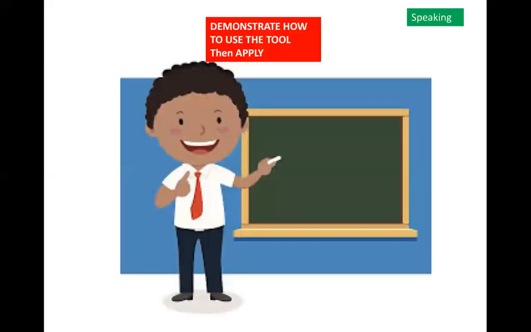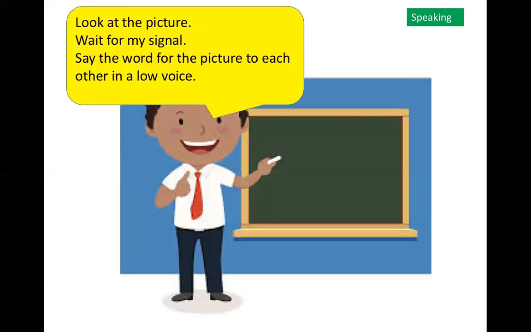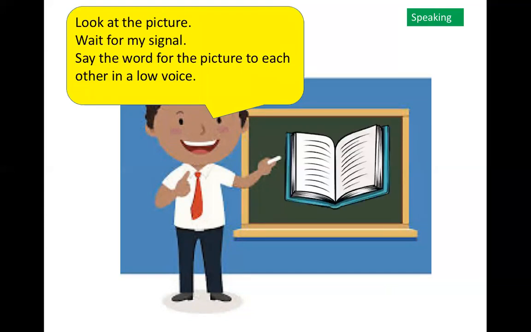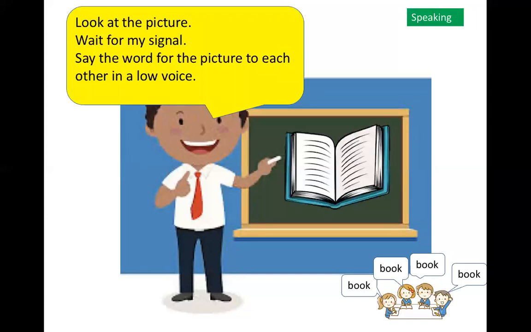Now, we need to demonstrate the tool and then apply. For speaking, notice that speaking is in green. Now, you tell the students, look at the picture, wait for my signal, say the word for the picture to each other in a low voice. Remember, this is the first time they're doing this, so if it takes longer, don't worry. They need to learn the tool, because then they can reuse the tool on other pages in the book to learn new words. You put a picture, and then you give a signal, and the kids will all say book.